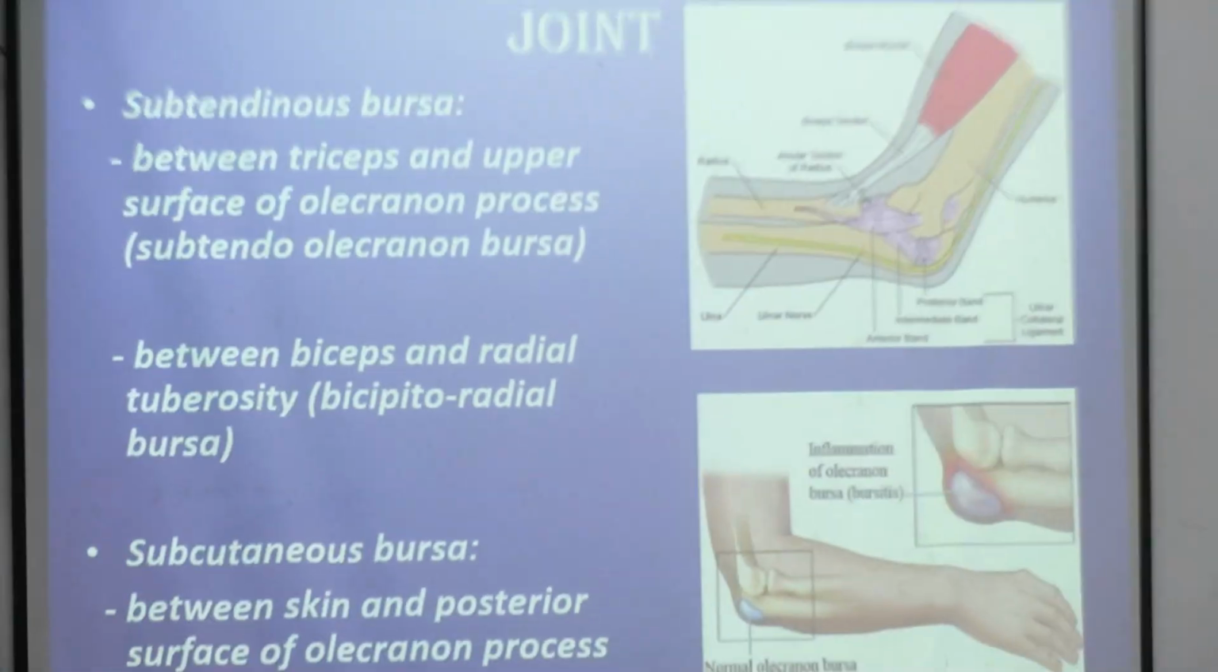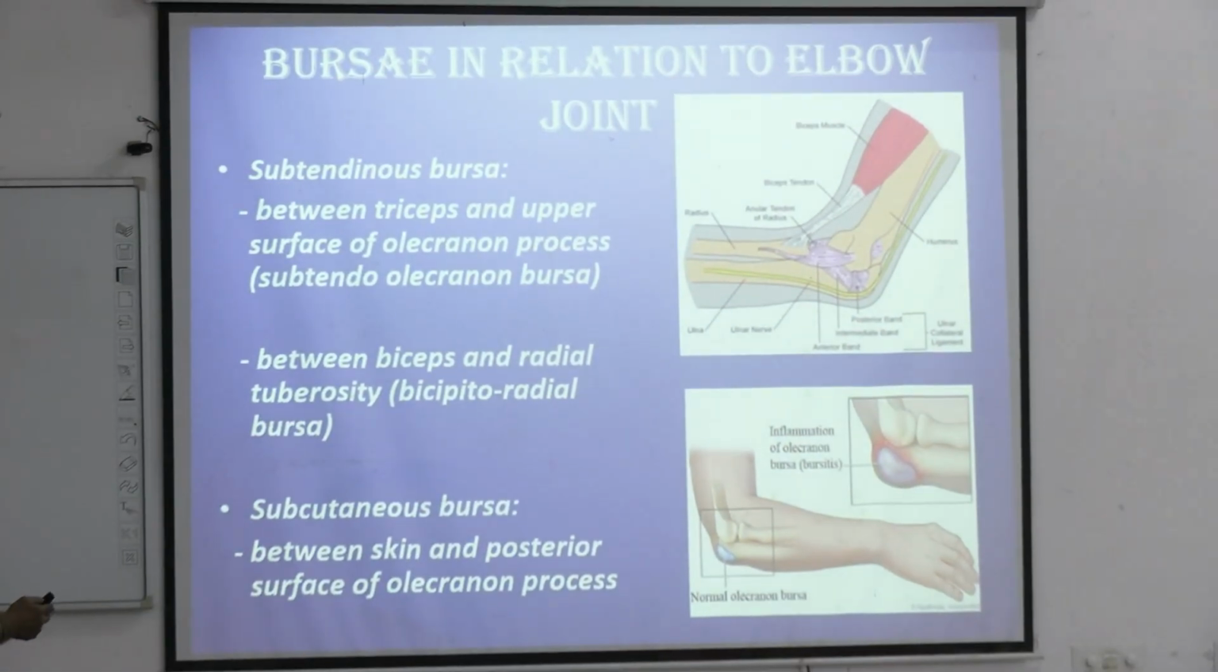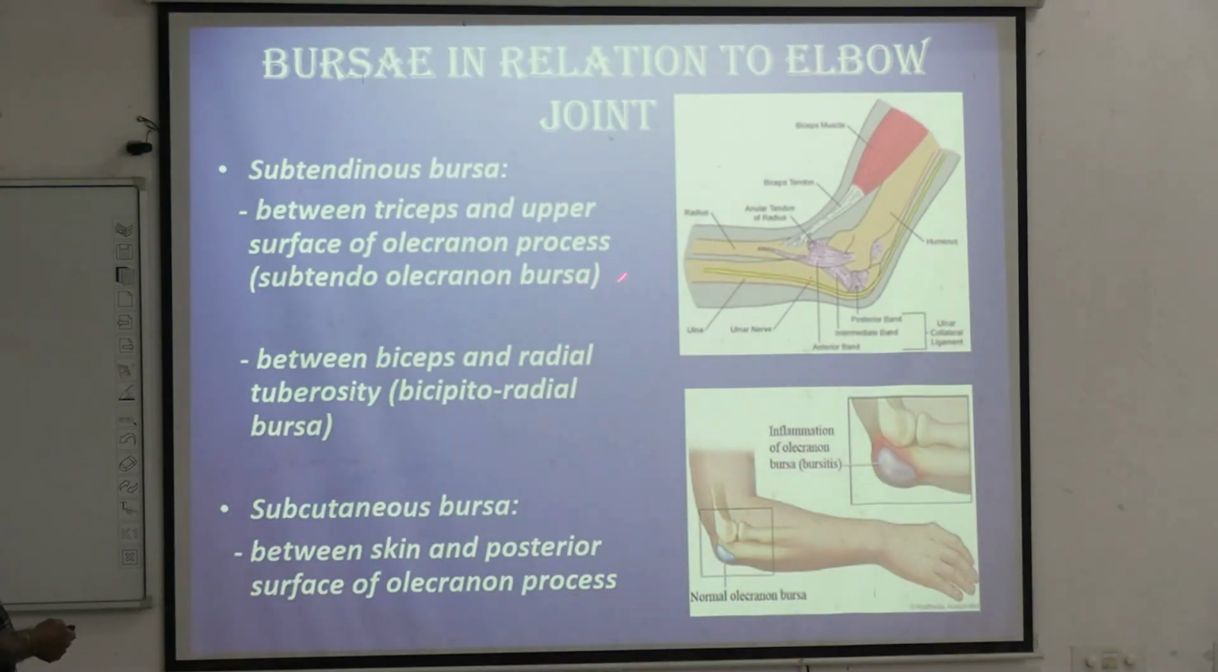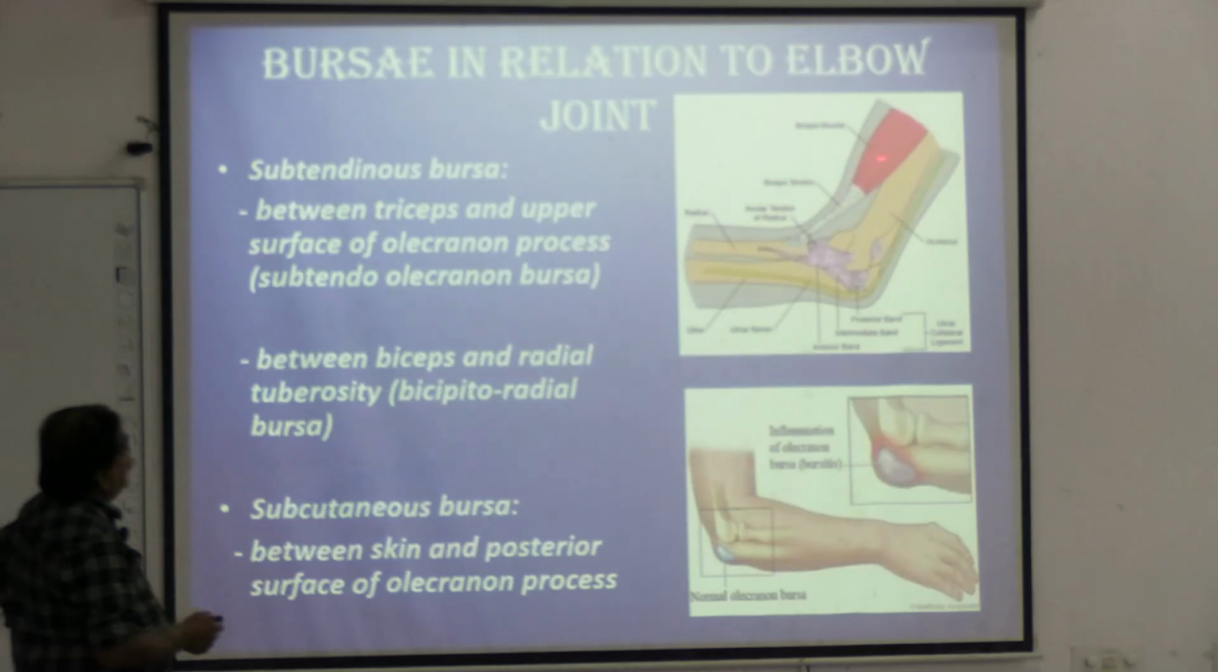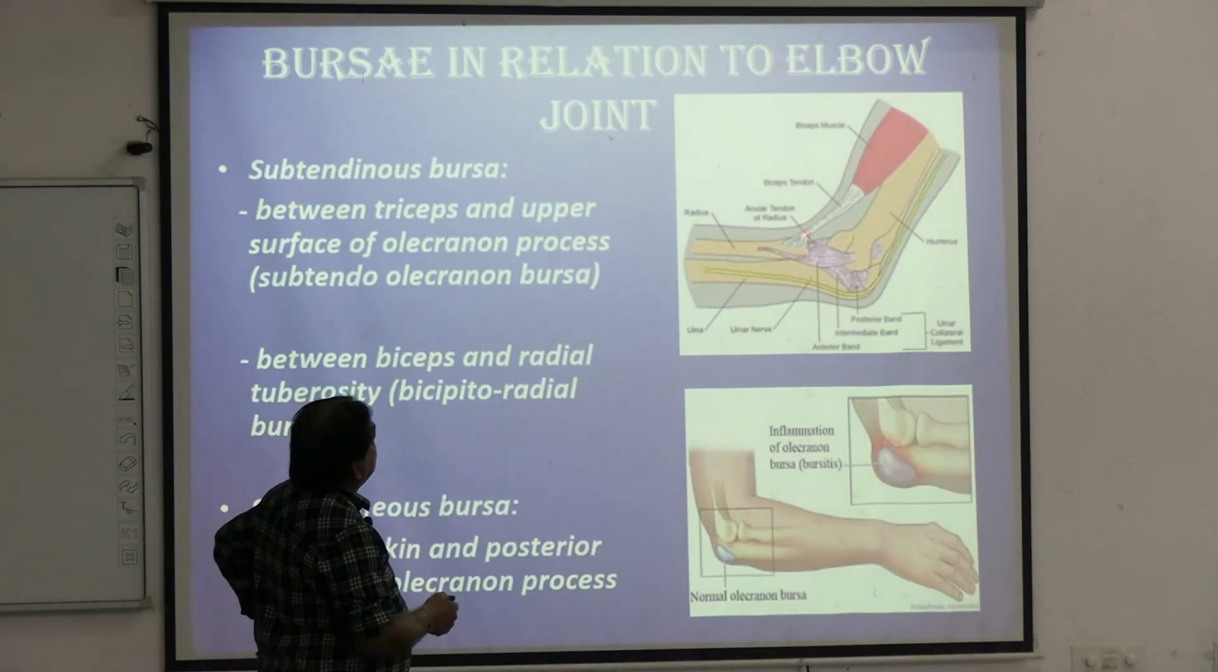Now you see the bursae in relation to the elbow joint. The subtendinous bursa between the triceps and the upper surface of the olecranon process. Subtendo-olecranon bursa. Now you see, this is the biceps.